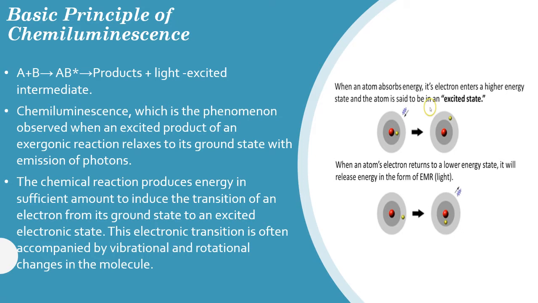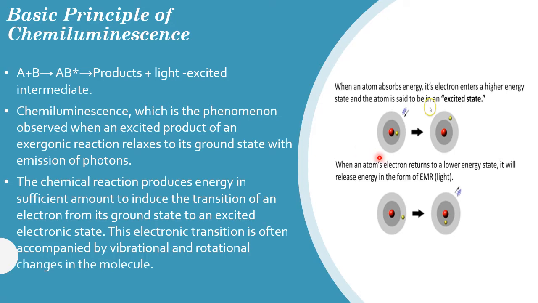Now we will focus on chemiluminescence. The basic principle of chemiluminescence is a chemical reaction where two chemicals react to form an excited intermediate, which breaks down, releasing some of its energy as photons of light to reach its ground state.